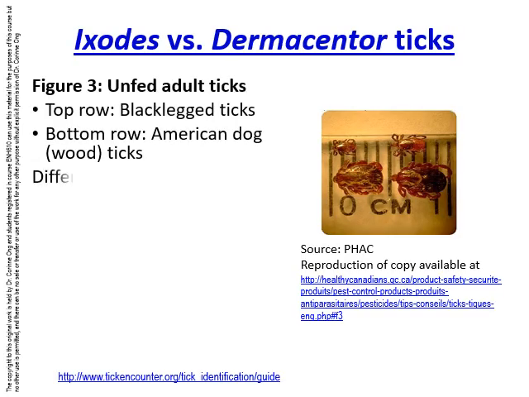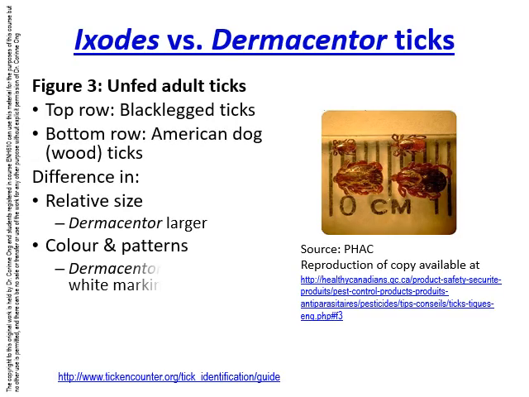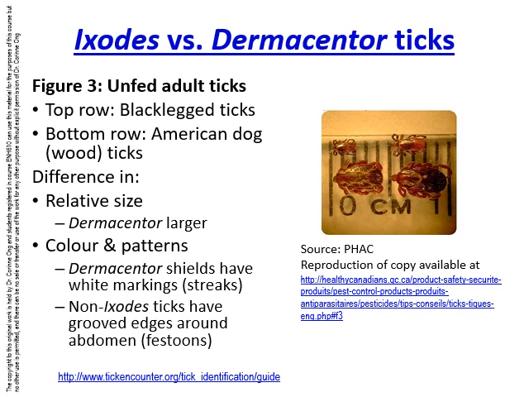There are several morphological differences between Ixodes and other ticks, such as Dermacentor ticks that include wood and dog ticks. Dermacentor ticks are nearly twice as large as Ixodes ticks. They have white streaks on their shields and grooved edges around their abdomens, whereas Ixodes ticks have smooth edges.